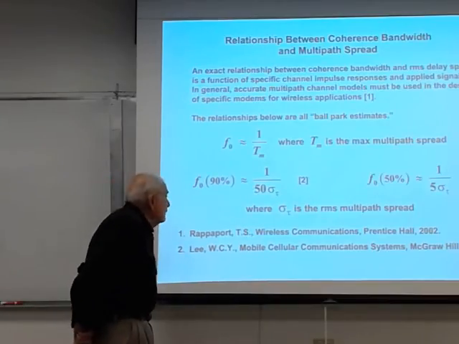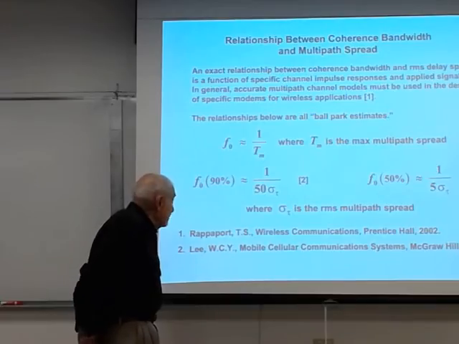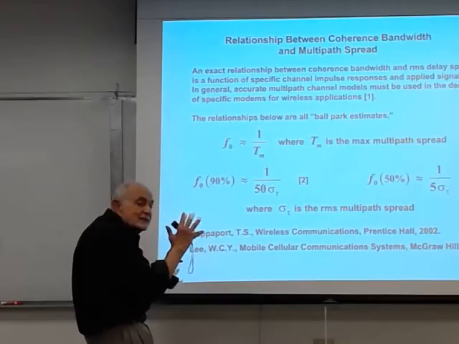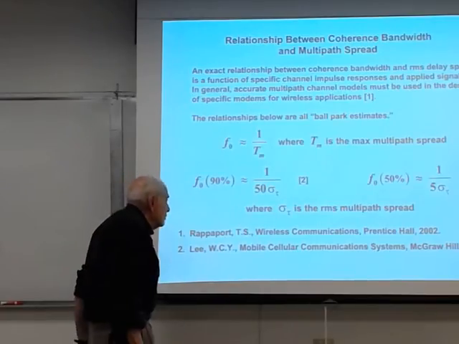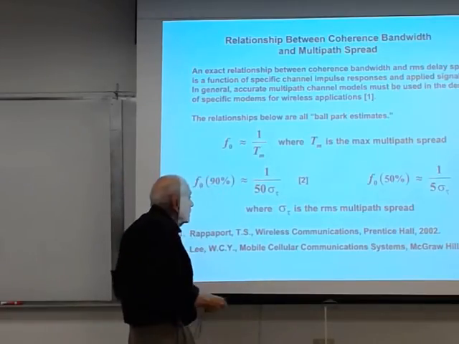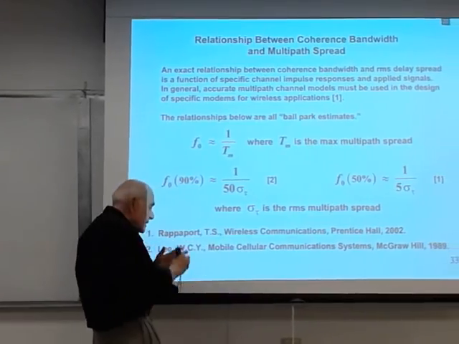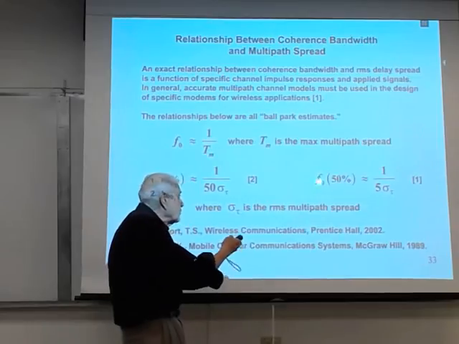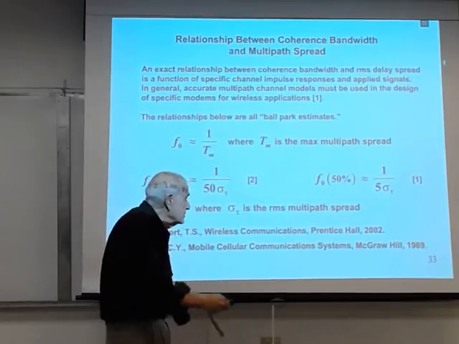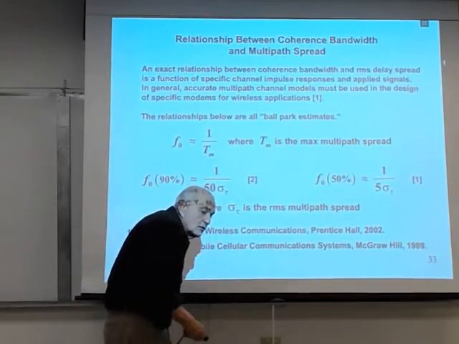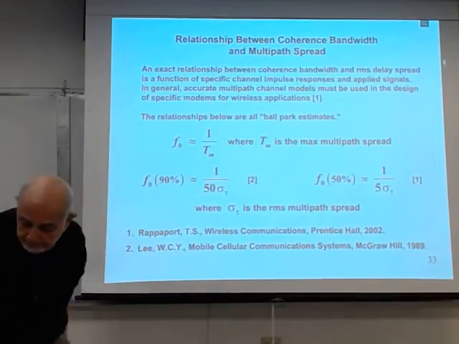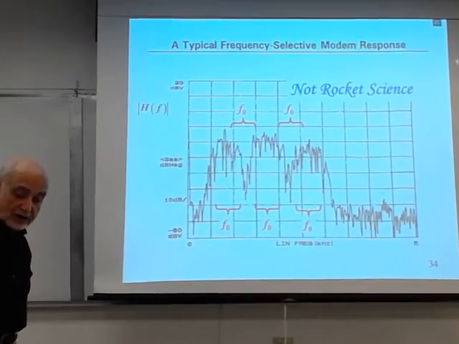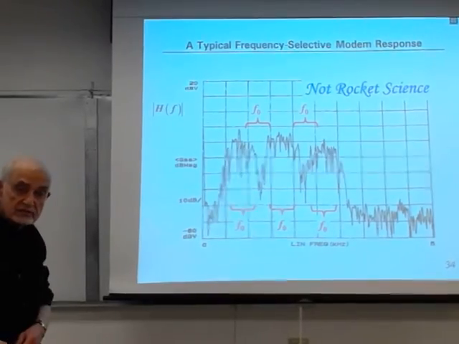It's 1/50 times that RMS, and that's going to make for a relatively small f sub 0. But one that's less rigid, we call it 50% correlated, is a wider region by Rappaport, and I think this is the one that's pretty much used in the industry today. Approximately 1/5 times the RMS of the expert. Now remember, this is not rocket science. This is just to give you a sense.